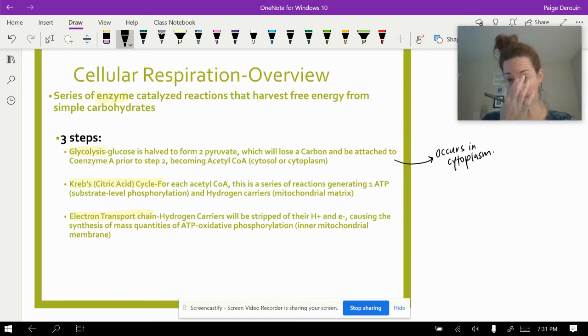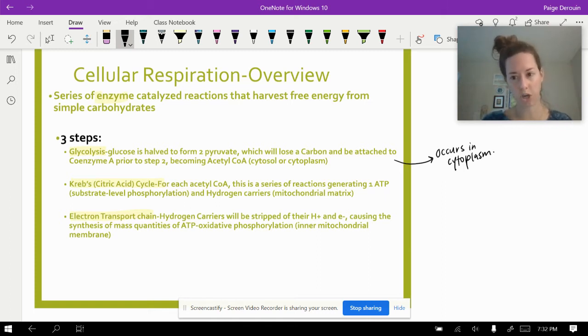And what glycolysis literally means is sugar splitting. So it takes a glucose, which is a 6-carbon sugar, chops it in half to make 2 pyruvate molecules, which pyruvate is a 3-carbon sugar, which makes sense because you chopped a 6-carbon sugar in half. So now you have 2 3-carbon sugars.